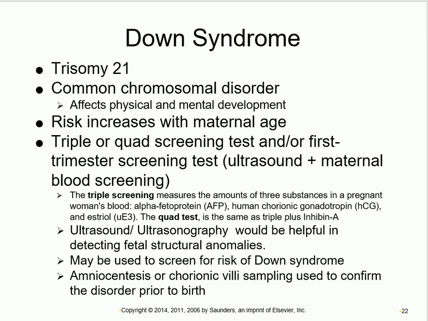You can diagnose this early. So what's a triple? 3 things together. I'm going to measure the AFP, the HCG, and estriol. These 3. If you add inhibin A, it's the 4th one. You call it the quad. So is it a triple or is it a quad? You need to remember these things. Okay.